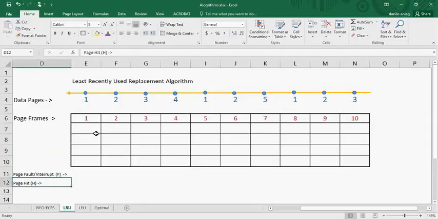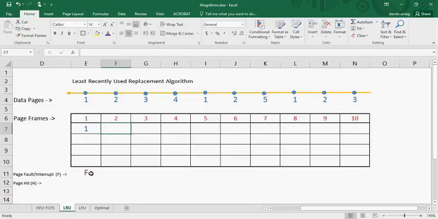It is the hope that we're going to find out which of the 2 algorithms will provide a better page hit given the same set of variables. The idea behind the least recently used policy is that the page that is least recently accessed is the best page to remove. So let's see. First item on the agenda, data page 1 needs to be loaded to the page frame. 1 is not existing there, so we have a page fault. So we're going to put an F there and 1 right there.